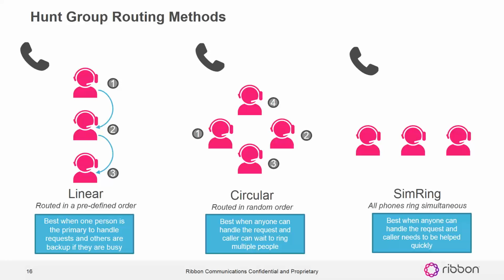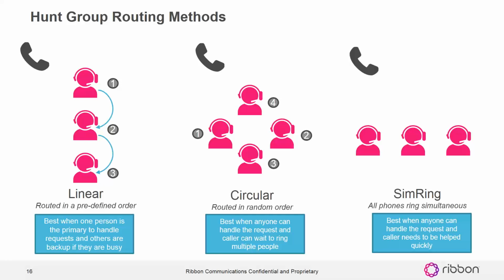And this is great when you've got anybody in that team as a member of the hunt group who could answer it. But you really can allow that caller to wait, because it's going to try the first one for so many seconds, then the second one for so many seconds, and the third one. Is your end customer going to be okay waiting that long to reach everybody?